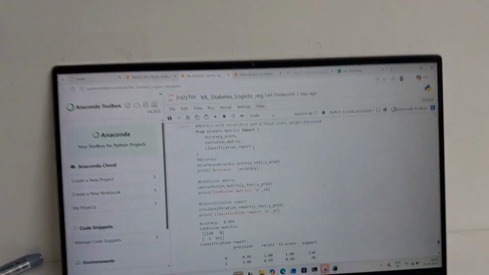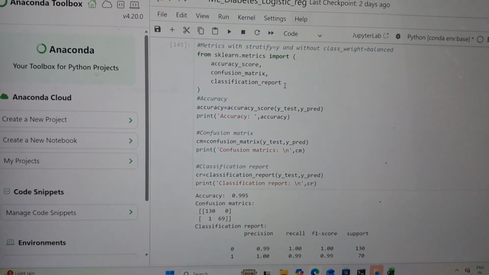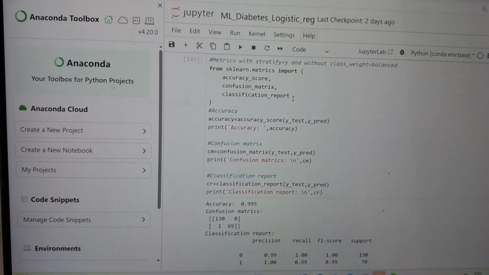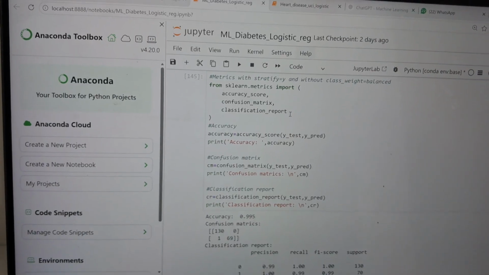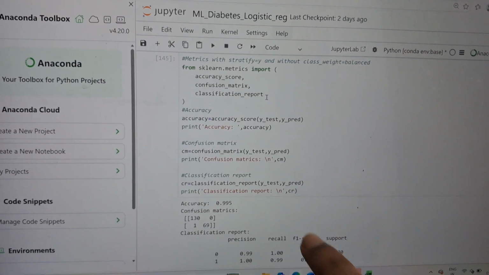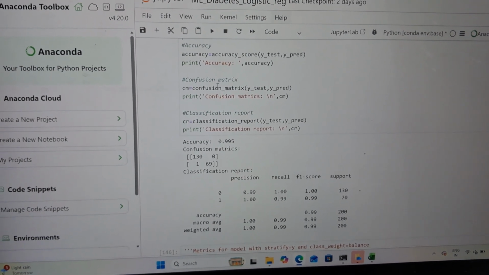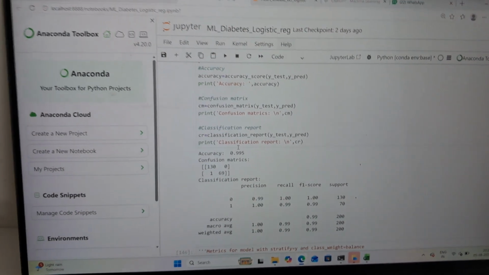So only the total score is not enough. I also need marks for specific subjects. Here also, I need to know how accurate the model is in predicting diabetes and also non-diabetes. For that, there will be a classification report. Before that, the confusion matrix. I'll write the confusion matrix here.